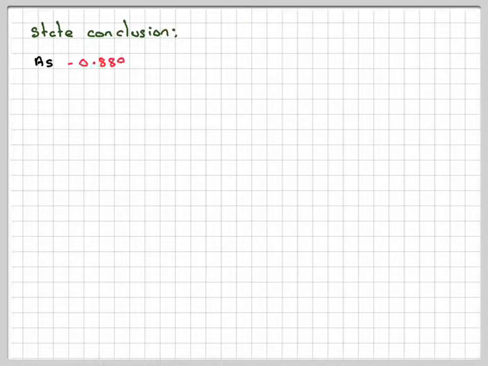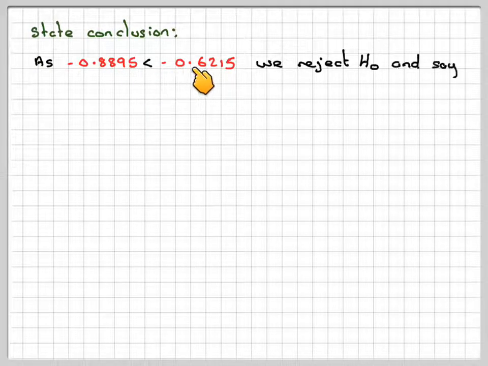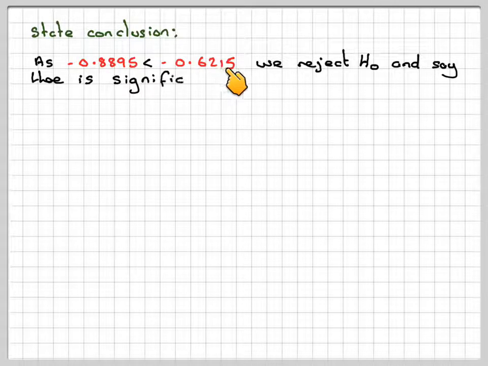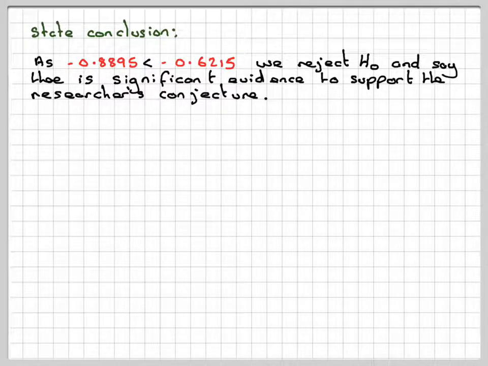Okay, so state the conclusion. So as minus 0.8895 is less than minus 0.6215, we reject H0 and say there is significant evidence to support the researchers' conjecture. Okay, you can see this is closer to minus 1 than the critical value. So therefore we're going to reject. It's going to be outside the region.